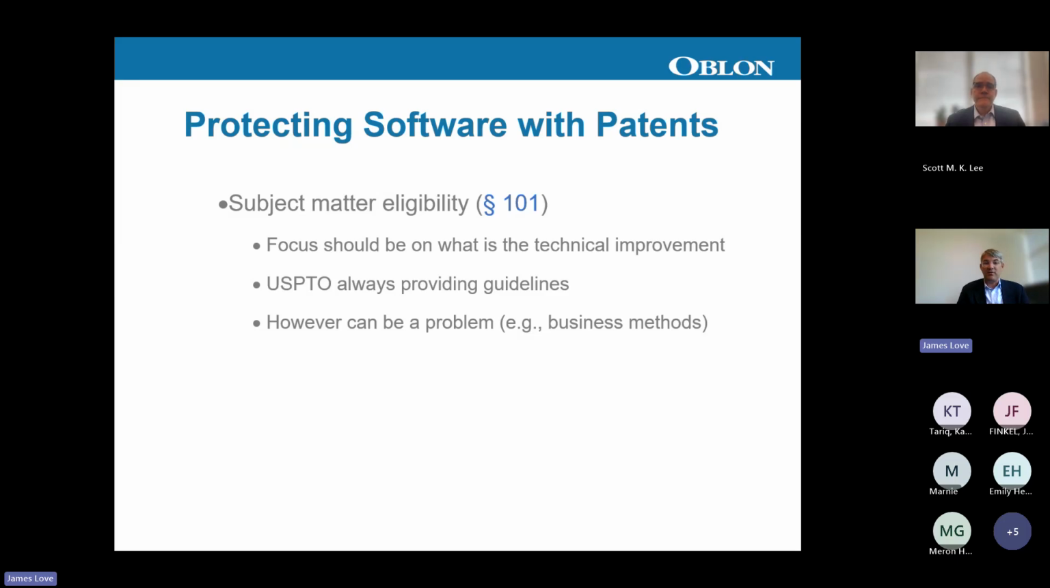If I talk about subject matter eligibility, because I think it's an important one, when you're thinking about your patent application and your software, you need to think, hey, do I have a technical improvement here? Has my software done something that has actually improved the product or provided a practical application? The USPTO is always providing updated guidelines on this. However, it can be a very difficult area, and it's become more difficult than it has been in the past.